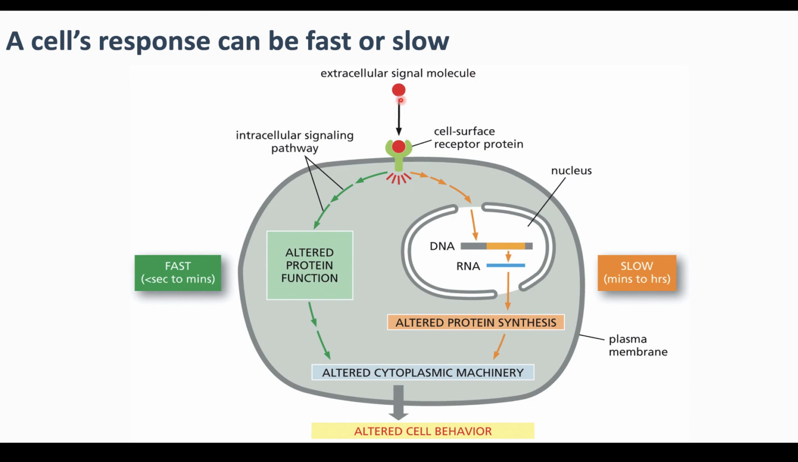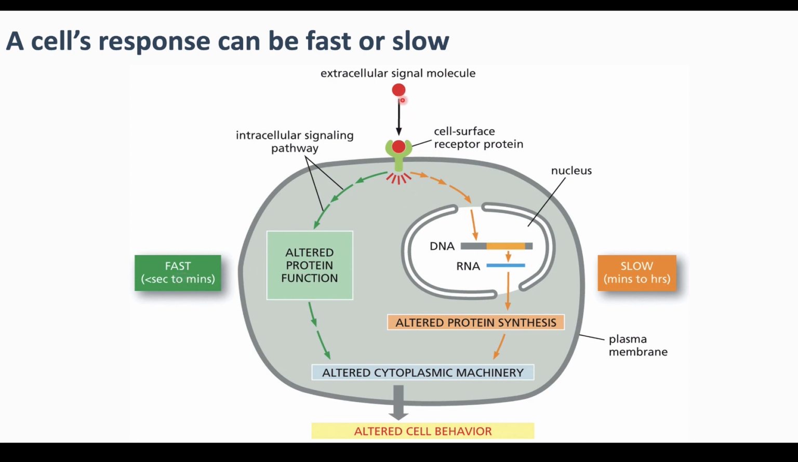So the cell's response to a signal can also be subdivided in the speed of that response. Here they're showing one signal that can produce both a quicker and a slower response, both to affect what they're saying is cytoplasmic machinery. So this is a little bit vague, but let's imagine we have, in this case, an enzyme that's in an inactive form, and the signaling pathway's job is to activate or change the conformation of that enzyme, and then the enzyme can do its work. So that happens fairly quickly, less than a second to minutes.